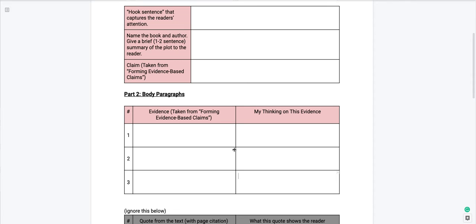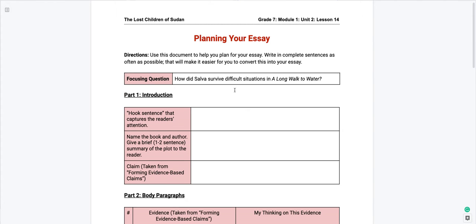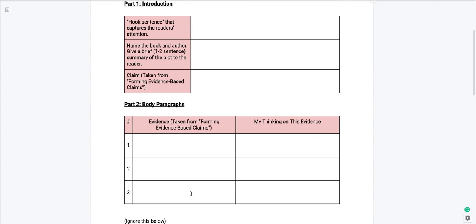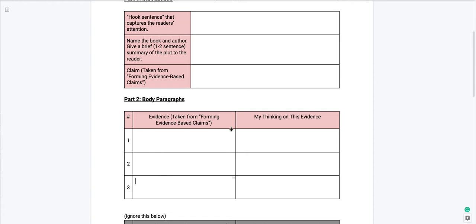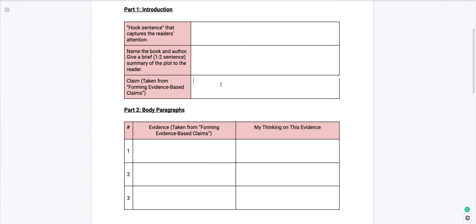If you have not done the Forming Evidence-Based Claims assignment, like you don't have evidence, you don't have your claims, you send me an email and come to my office hours. You'll need to talk to me about how to get that. But basically, to do that, you're coming up with situations that Salva survives that are difficult, and you can use those as your evidence, and then tell me how he survives. What does he do to keep going? And from there, you'll come up with a claim. I'm happy to help you out with this section if you have not done it yet, and that's a starting point for this section. So do this first.